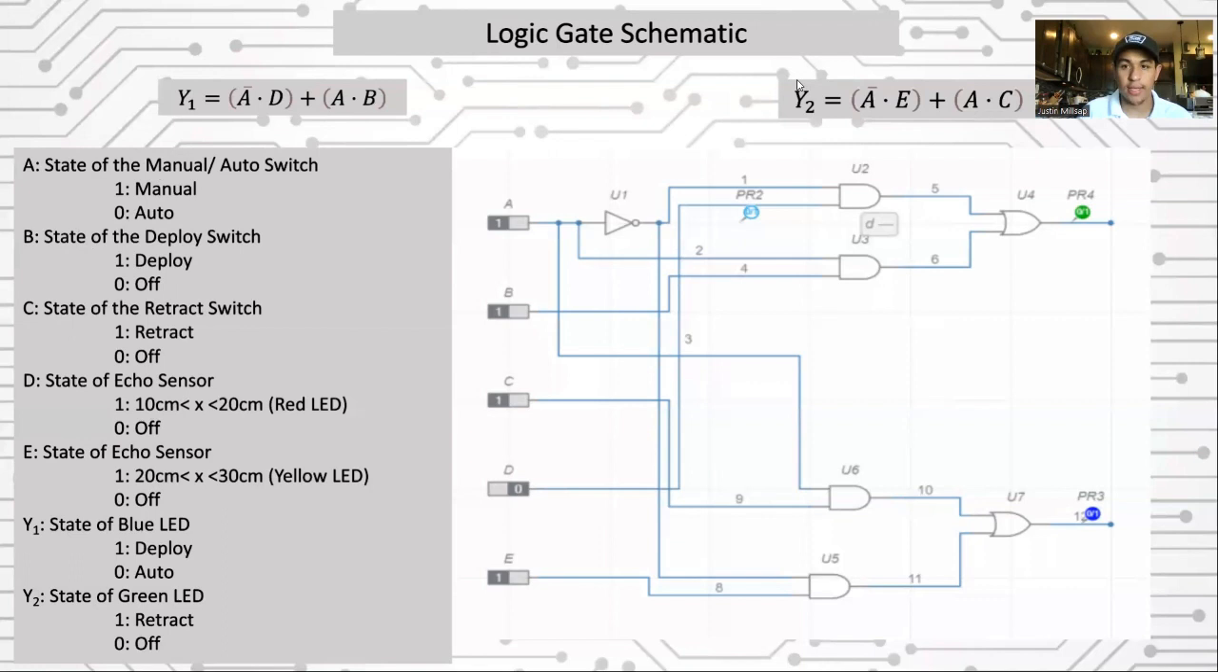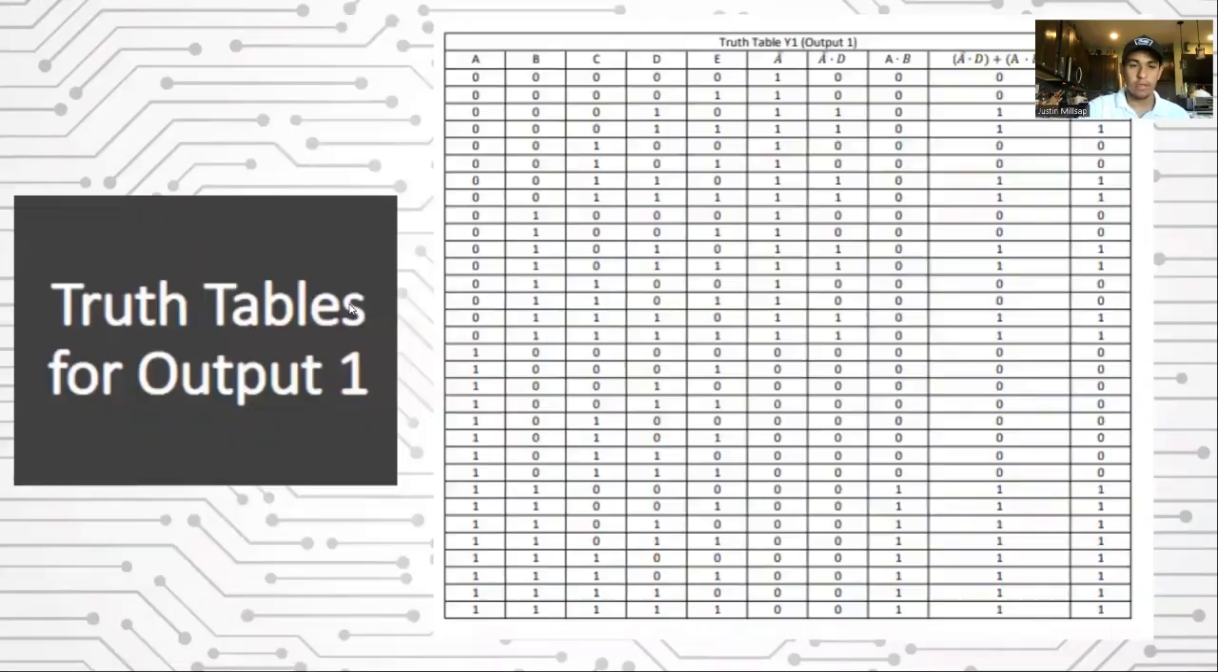Alternatively, for our second output, if A is in auto and it's in between 20 and 30 centimeters, it will retract. As well as if it is in manual and we press the switch button for C, it will also retract. So now here's a truth table for our first output.